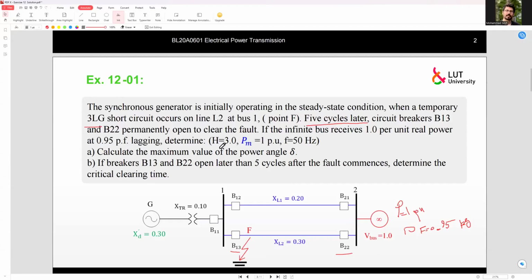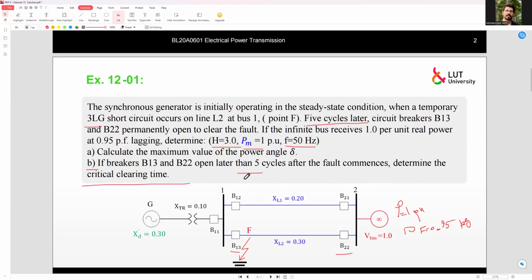and we have these parameters, H equal to 3, Pm equal to 1, which will be constant during the 3 stages of the pre-fault, during the fault, and the post-fault. And also we would have the frequency equal to 50 Hertz. And the B section says that if breakers B13 and B22 open later than 5 cycles after the fault commences, determine the critical clearing time.